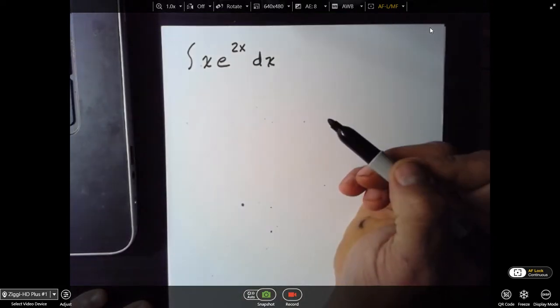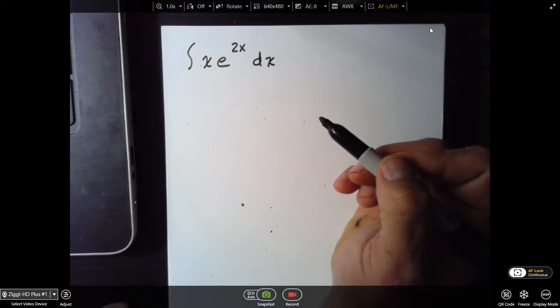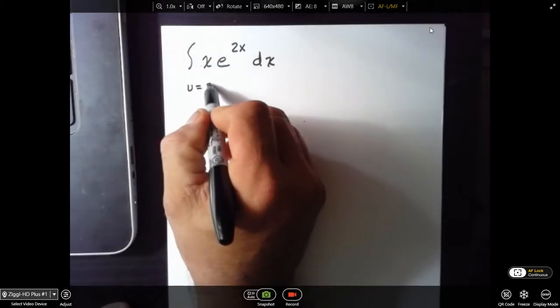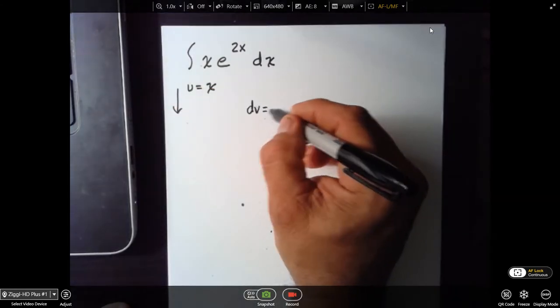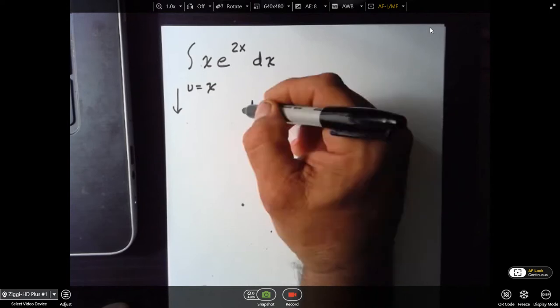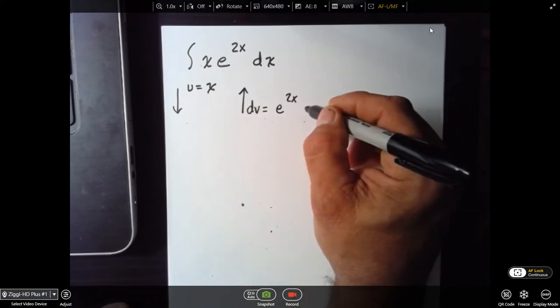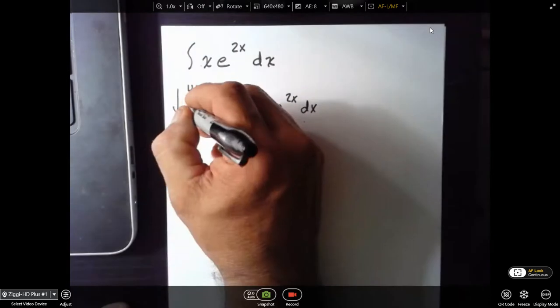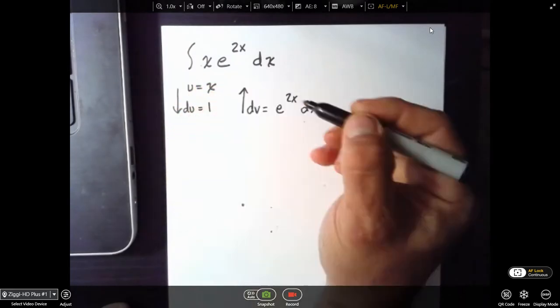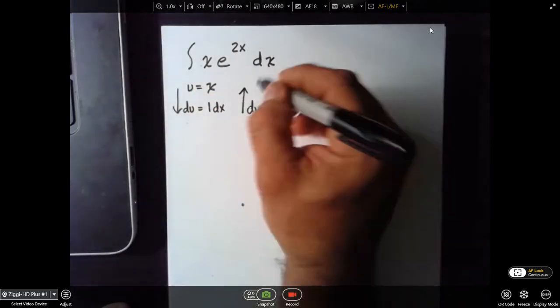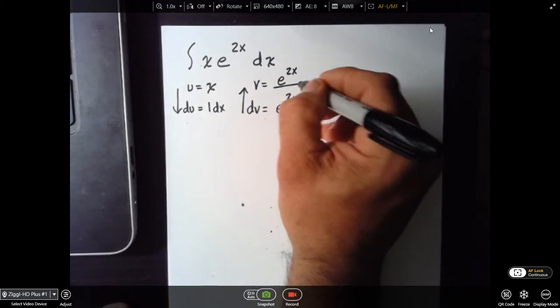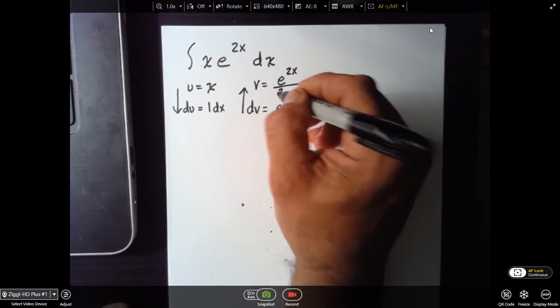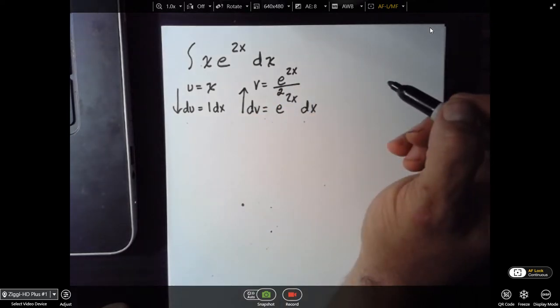Now we're going to pick a u and a dv. I'm going to make u equal to x. We'll have to take the derivative, and dv is equal to e to the 2x, and we'll take the antiderivative. du is equal to 1 dx, and v is equal to e to the 2x over 2. Derivative of 2x is 2. So that's how we do that.